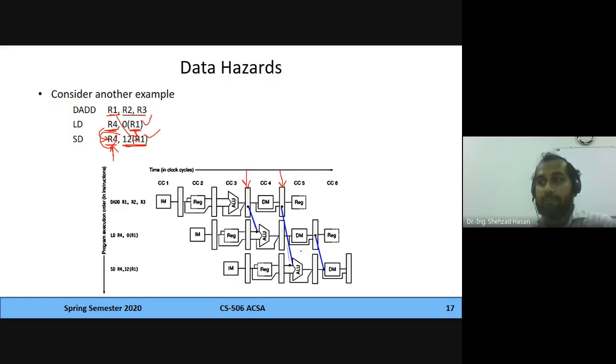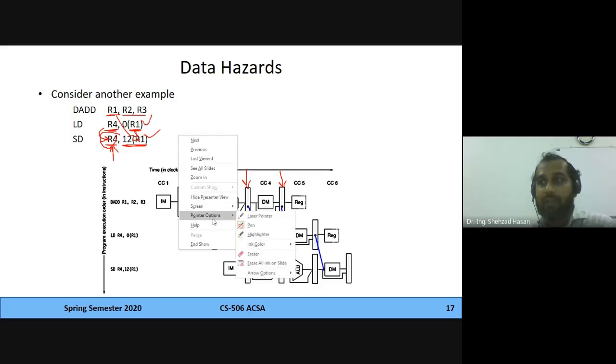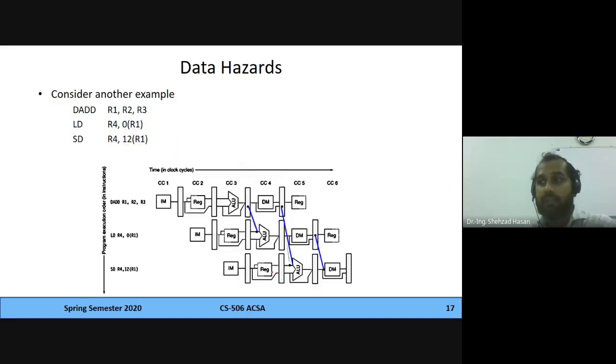But R4 is read in the decode stage over here. If you read the R4 value over here, that value is not the right value, because R4 is going to be loaded from memory, and the earliest possible time that you can get this value is at the end of the fifth cycle.